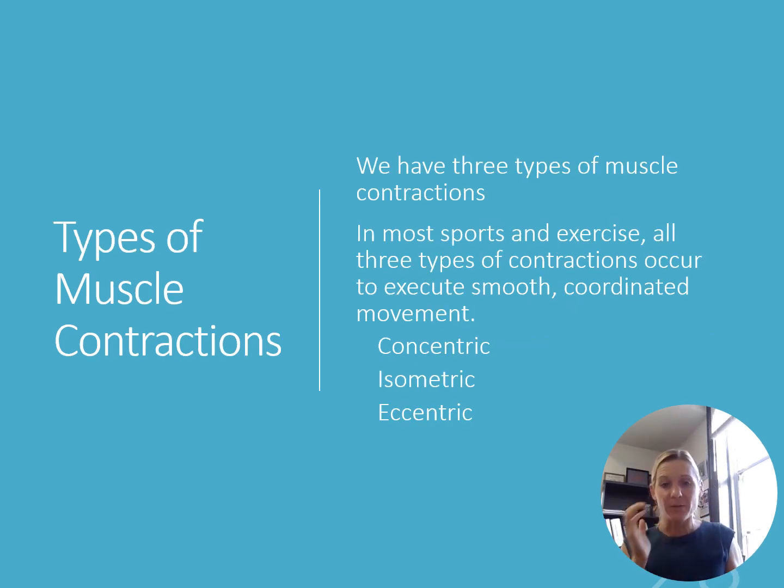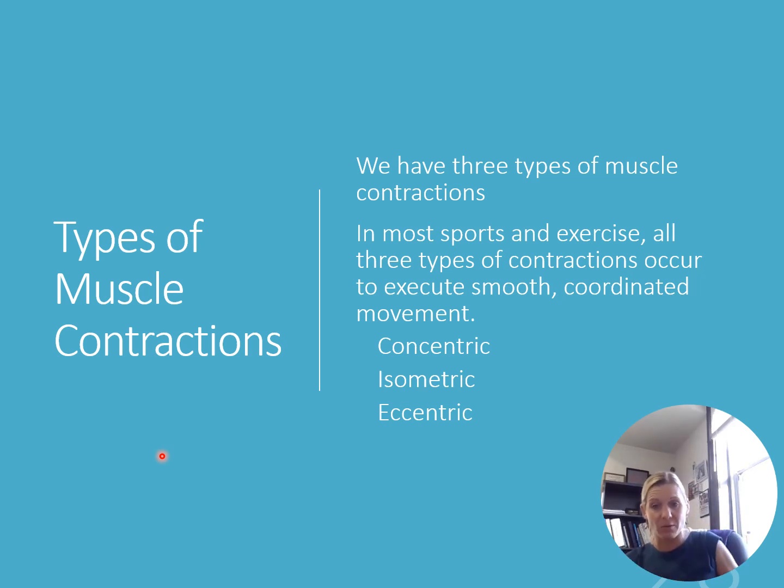So far we've talked about something called shortening, but in reality, there are really three different types of things that can occur from a muscular contraction perspective. Okay, so we have concentric contractions, isometric contractions, and eccentric contractions. And in reality, when we do coordinated movements, we have to combine and mix and match all three of these types of muscle contractions in a coordinated way in order for us to be able to execute these complex movements.